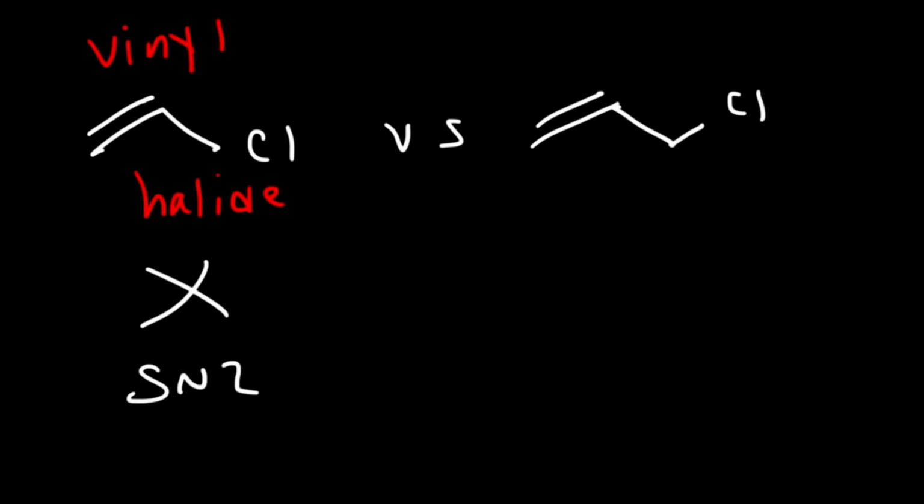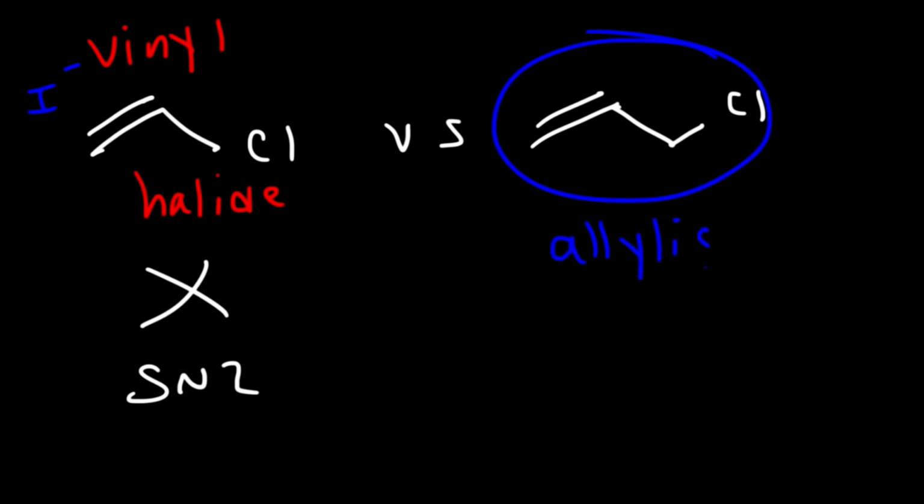Because once again, the nucleophile has to approach from the back, and the pi electrons interfere with that. The pi electrons have a negative charge, and so they repel the negatively charged iodide ion. So this is not going to work. So the allylic halide works a lot better than the vinylic halide.